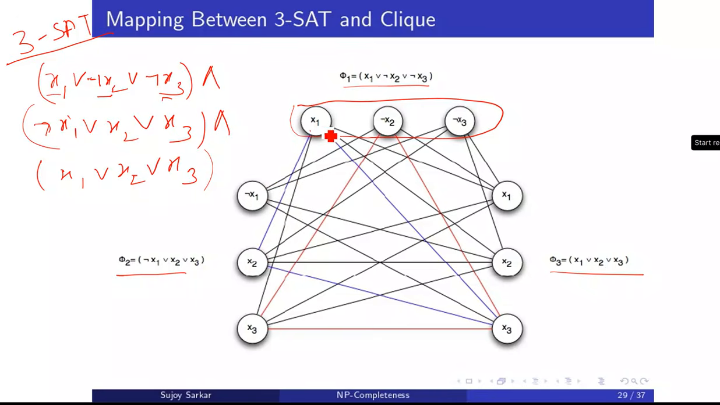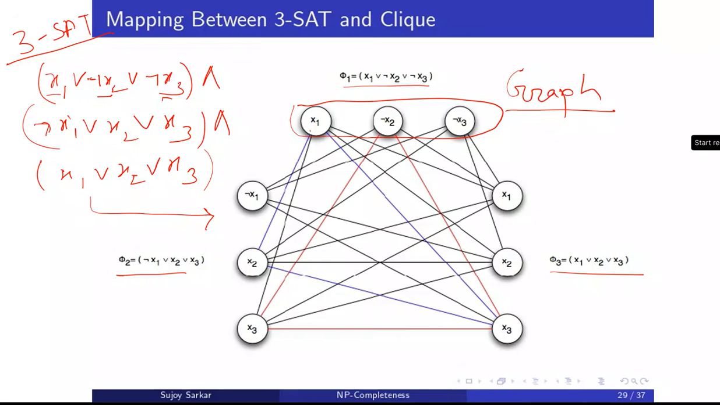Can we connect x1 and x2? Yes, so we draw an edge. Can we connect x1 and x3? Yes, so we draw an edge. Like that, from every vertex we have drawn edges, right? So from not x2, we cannot connect to x2. So we connected not x2 to not x1, x3, x1, x3. Like that, this 3-SAT problem is converted into a graph.